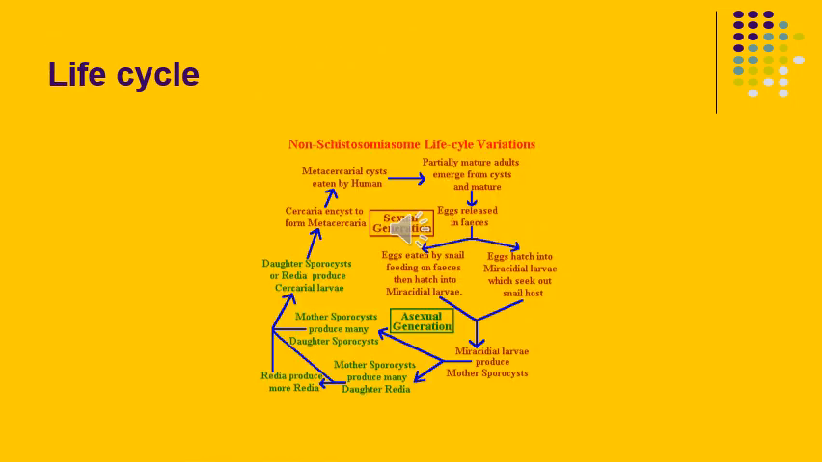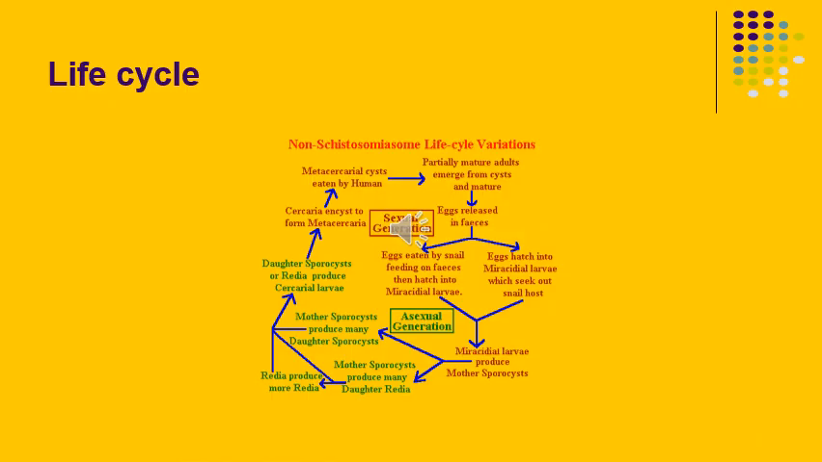In this slide, we are going to talk about the life cycle of trematodes. Of course, non-schistosoma life cycle variation. It means that the schistosoma life cycle is a little bit different from the other trematodes. As you can see, this slide is divided into parts. One part is green, and we name it asexual generation, and the part with red color, we call sexual generation. We start from the first flask of sexual generation.